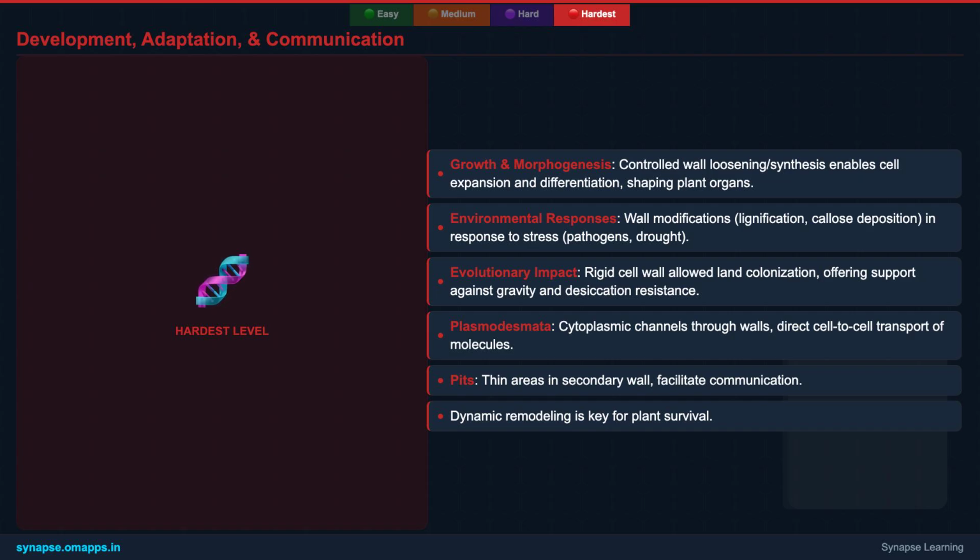Furthermore, specialized cytoplasmic channels called plasmodesmata, which traverse the cell wall, allow direct transport of water, solutes, proteins, and even RNA between adjacent plant cells, facilitating crucial cell-to-cell communication. Pits, which are thin areas in the secondary cell wall, also play a role in this intercellular exchange.